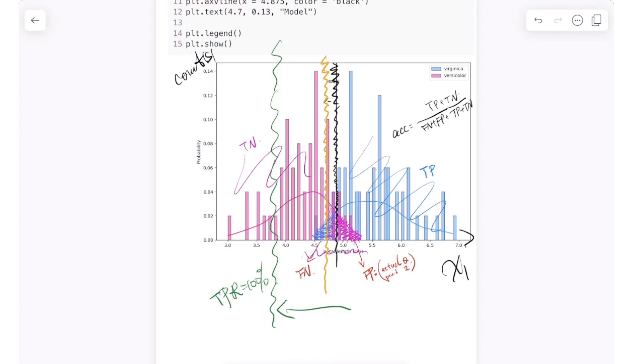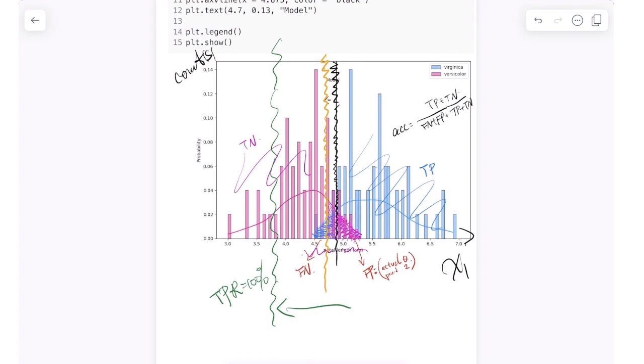But as you can see, if your true positive rate is 100%, that means your true negative rate, which is the pink data points at the left hand side of the green boundary line, will be very, very small. And you misclassify lots of pink data points. Okay, so that is one thing.